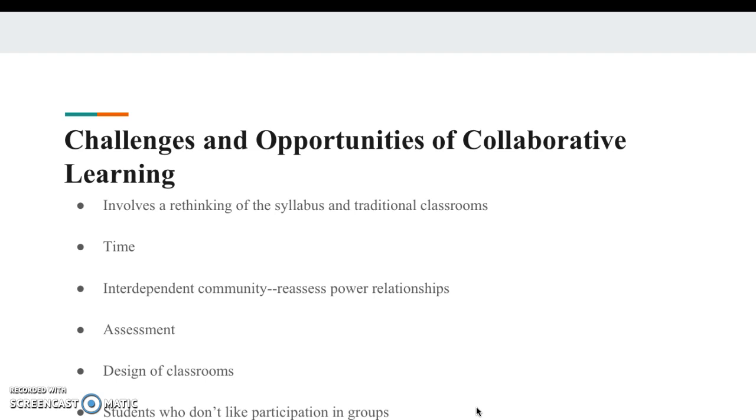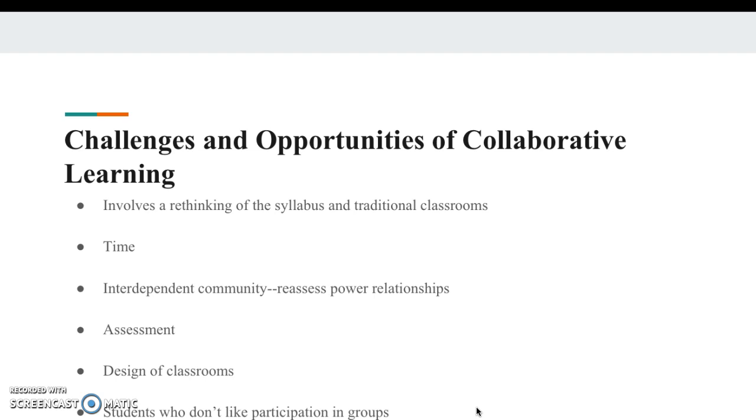That's maybe a challenge. There's this interdependent community, and so it makes us reassess our relationships. The teacher is obviously still in charge, but not as powerful. We're putting some of that power into the hands of the students, because they can create meaning and get at what the instructor wanted them to, but they have some of that power.